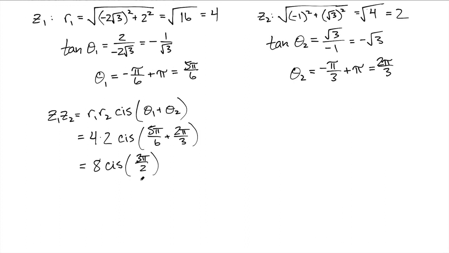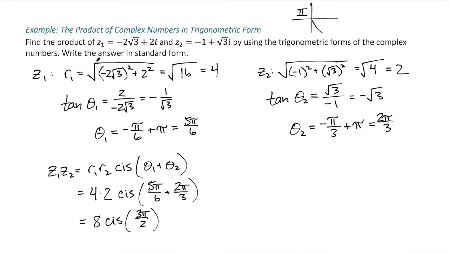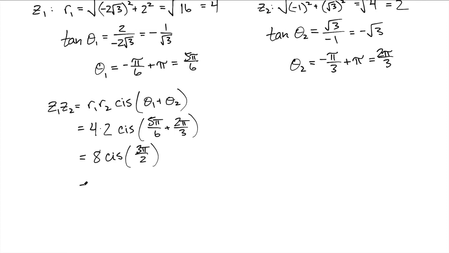All right, well, that's my answer. I do want the answer in standard form. So now I just write it out. This is 8 times the cosine of 3 pi over 2 plus i times 8 sine of 3 pi over 2. And then I just evaluate those. Cosine of 3 pi over 2 is 0. So this whole thing is just 0. And then I have i times 8 sine of 3 pi over 2. Sine of 3 pi over 2 is negative 1. So this is negative 8i.